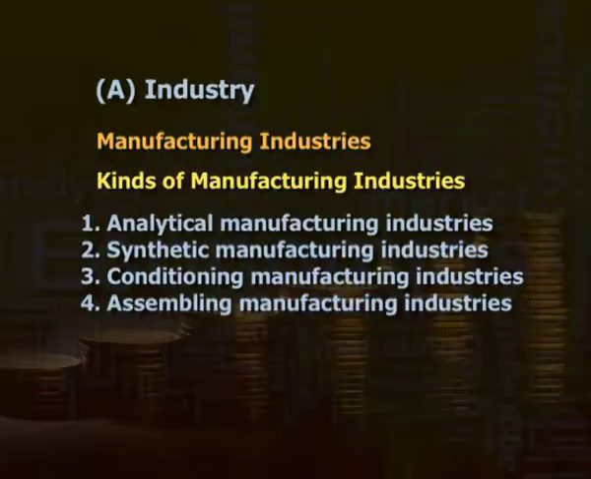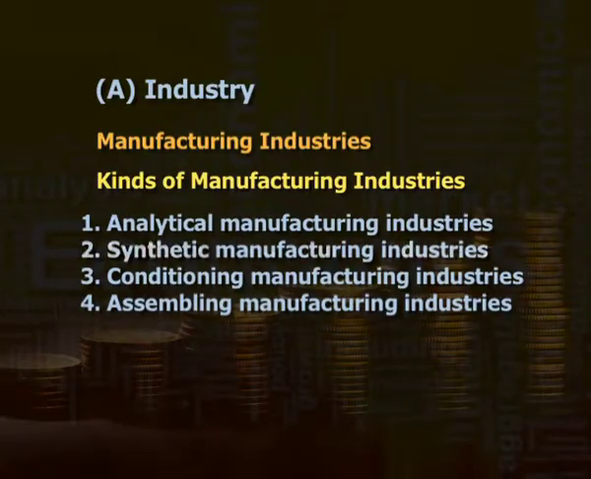Manufacturing includes all the work done in an organization using land, labor and capital to make products from raw materials to semi-manufactured goods. Manufacturing usually takes place in factories, plants, mills, etc. Different kinds of manufacturing industries are, first is analytical manufacturing industries. Analytical processes break a raw material into two or more products like mineral oil.